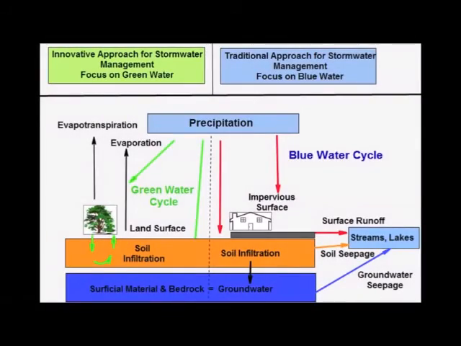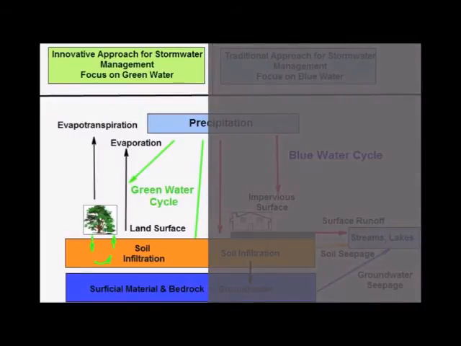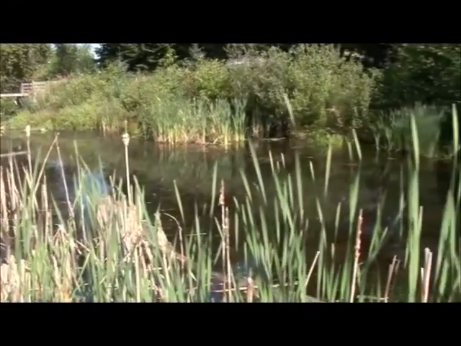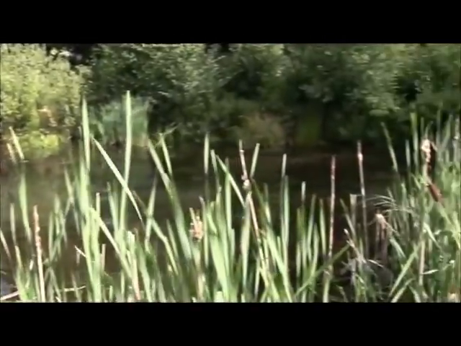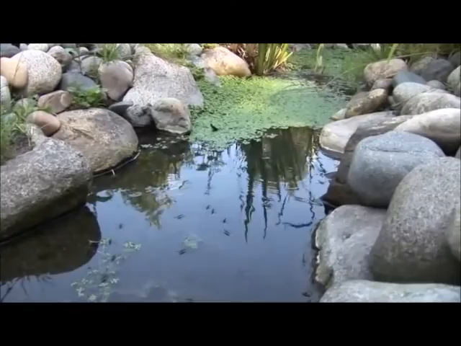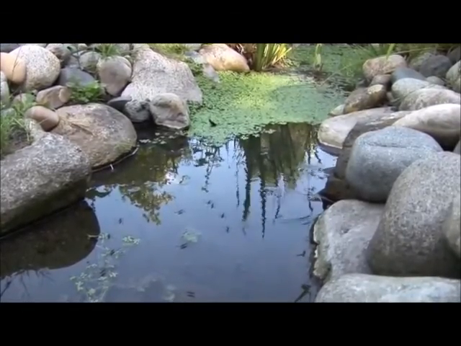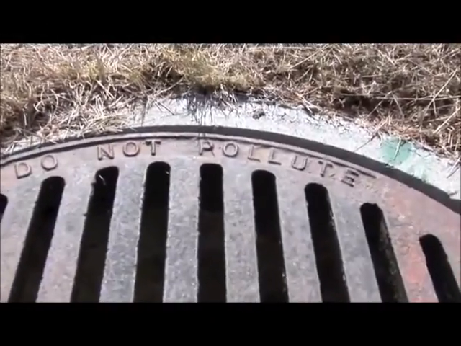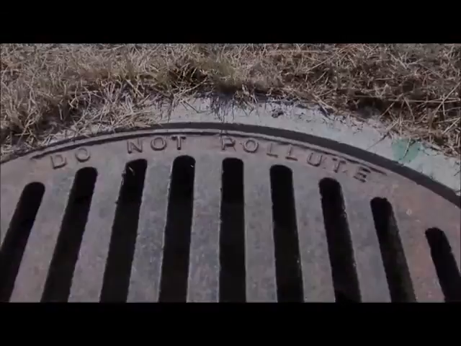The philosophy of stormwater management has shifted its focus to green water, or the water that is taken up and moved through soil and plants. Innovative stormwater designs mimic Mother Nature, promoting retention, infiltration, and slow release of water. This reduces the energy of water, as well as urban non-point sources of contamination, by absorption, precipitation, and plant uptake.